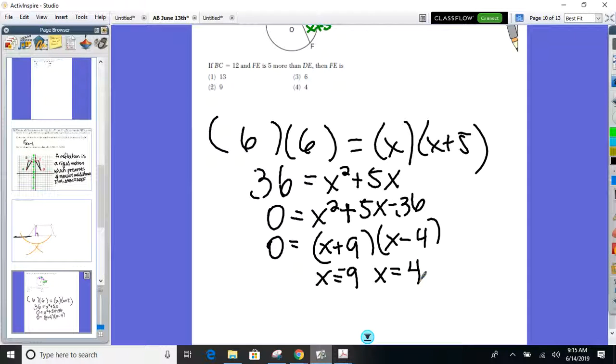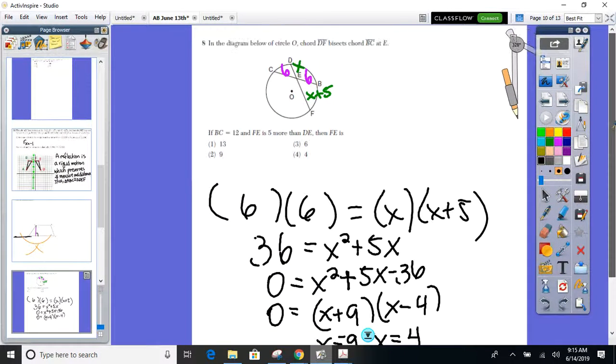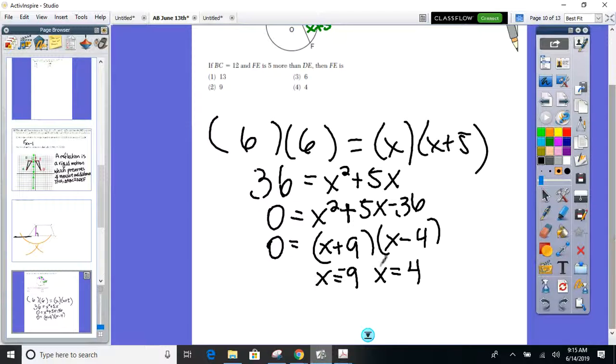Anybody want to discuss anything? Reject which one? -9. Not because it's negative, though. Why am I rejecting it? It gives us a negative segment length, which is a no-go.